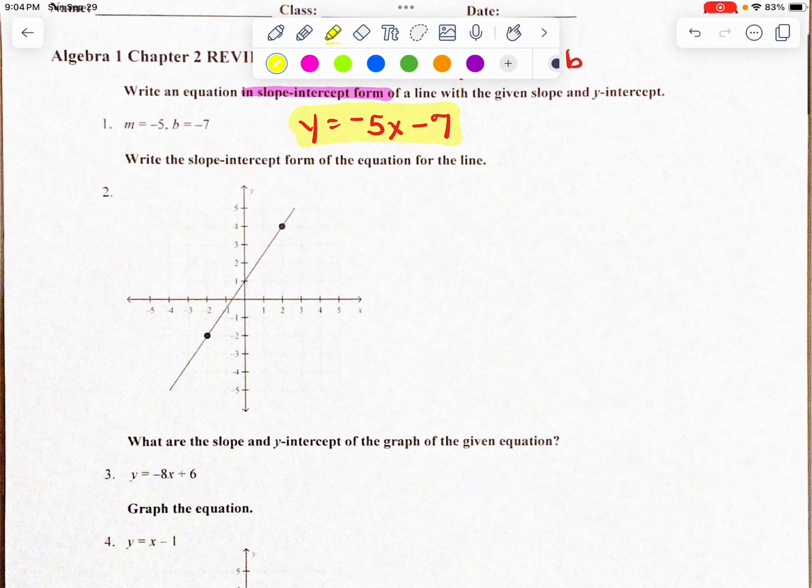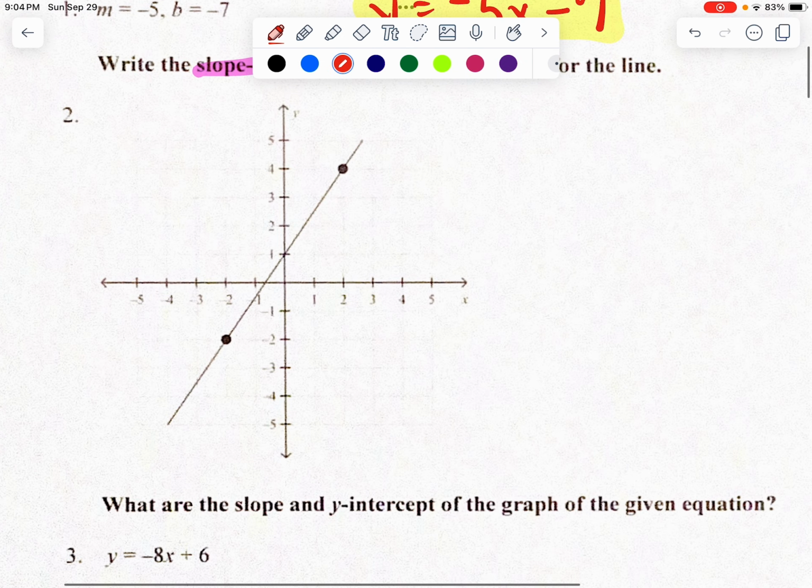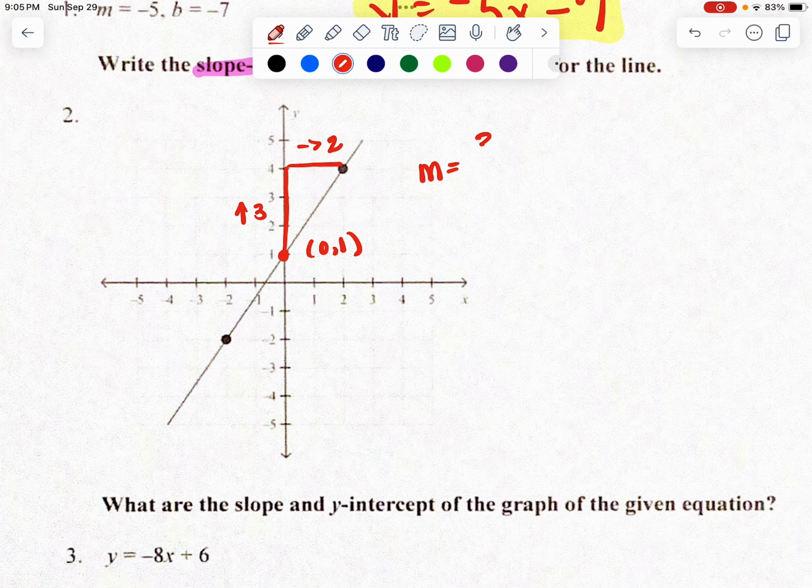Now number two, we're writing an equation, again in slope-intercept form of the line. So in order to write the equation, first of all, we do need to know the y-intercept, and we can see here that the y-intercept is the point 0 and 1. And we can also use rise over run to find our slope, right? So rise over run, I'm just going to go from this point to that point. You could have done the other two, it really doesn't matter. I did go up 3, and then I went right 2. And again, we know slope is the rise over the run, and both of them are positive, so it would be a positive 3 over 2.